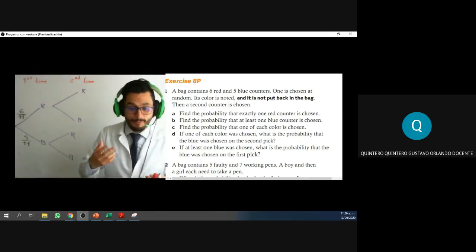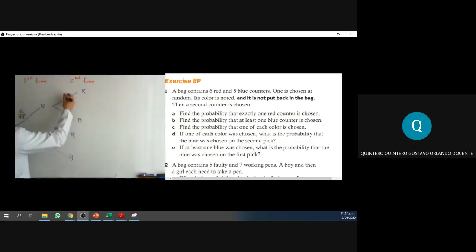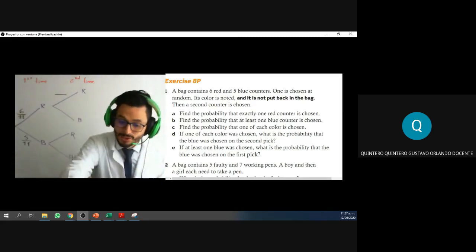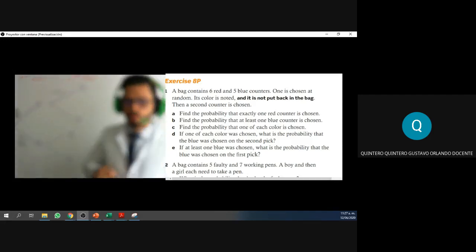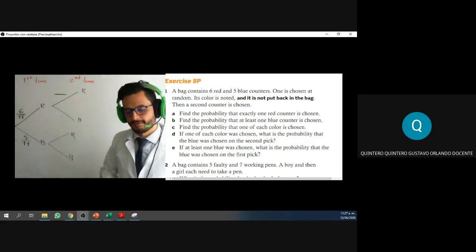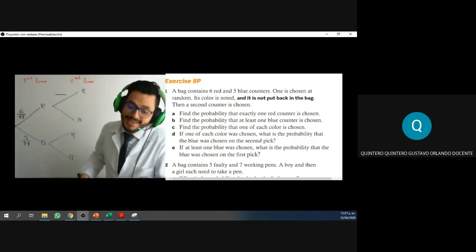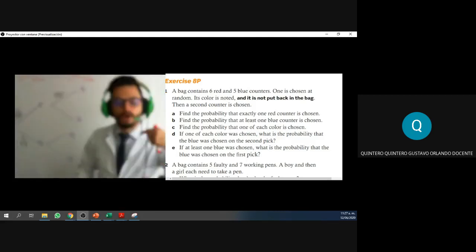This is the analysis. Now, in order to calculate probabilities, we have to think about the total and then the success. But look at this. The total is not 11, right? It was 11 at the beginning, but look at the question. The question says, don't put it back in the bag. We are not going to put the counter back in the bag. Meaning, if I took out a red, there are not 11 counters, there are only 10. I took out one. So the total here is 10. That is the total. But what about the success?